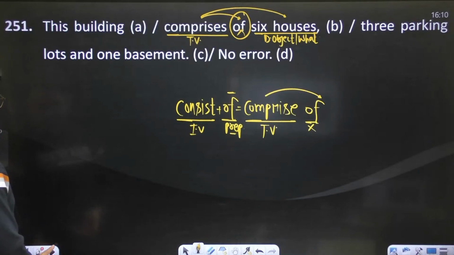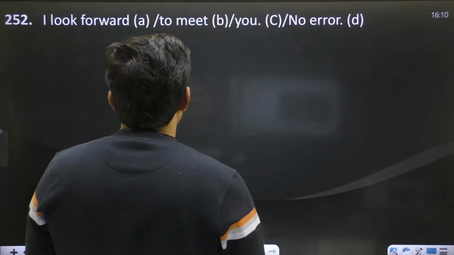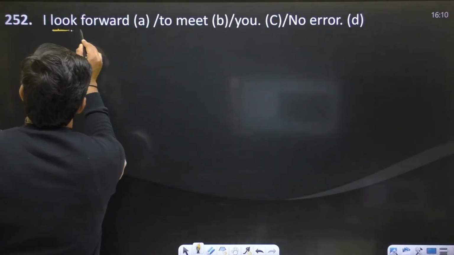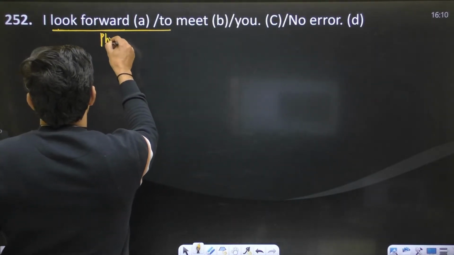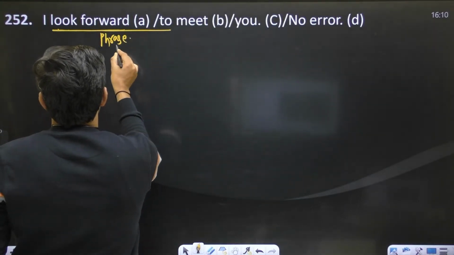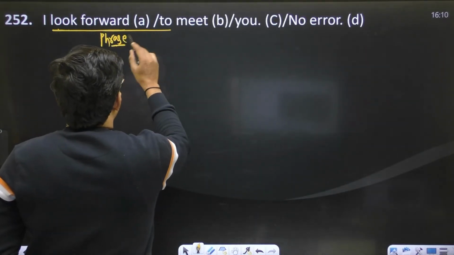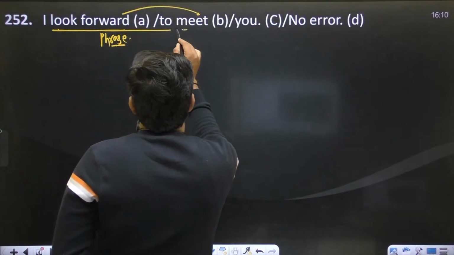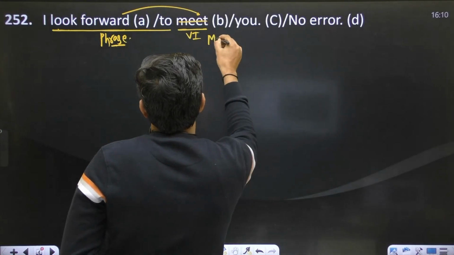Okay, move to the next sentence, guys. I look forward to meet you soon. This is also a good sentence. We have a phrase, and the phrase is look forward to. This phrase acts as a main verb, and after this verb you need an object, and these phrases are always followed by a gerund.